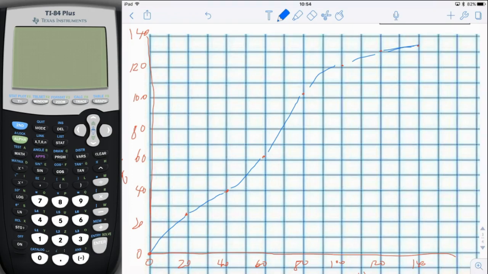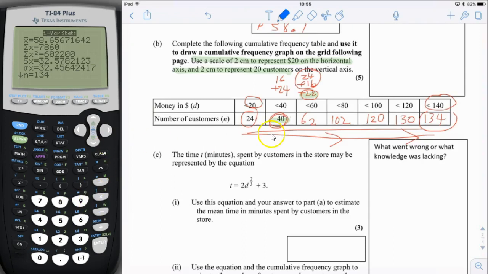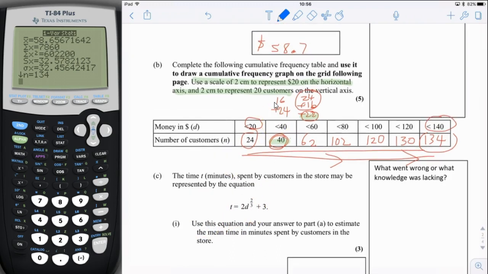Okay, now let's go back and see what we're going to do for the next step. Now they're going to ask us something which is not really related to the cumulative frequency graph. They tell us that the time spent by the customers in the store can be represented by this equation. So the time spent in the store can be calculated from the money spent in the store. D is the dollars spent in the store. So we're going to use this equation and the answer 58.7 from part A to figure out the mean time in minutes spent by the customers in the store. Okay, so that's this here.